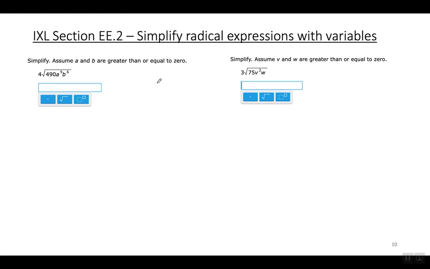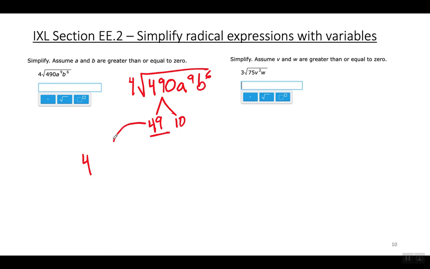All right, so 4 times the square root of 490, a to the 9th power, b to the 6th power, okay? So 490, I'm going to break it up into 49 times 10. The square root of 49 is 7. So that 7 goes outside the radical sign, and I'm going to have to multiply it with this 4. The 10, when I break it up into 2 times 5, I'm not going to be able to do anything with it. So the 10 is going to stay here.